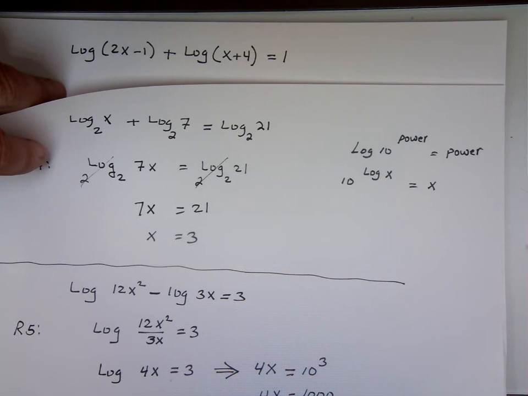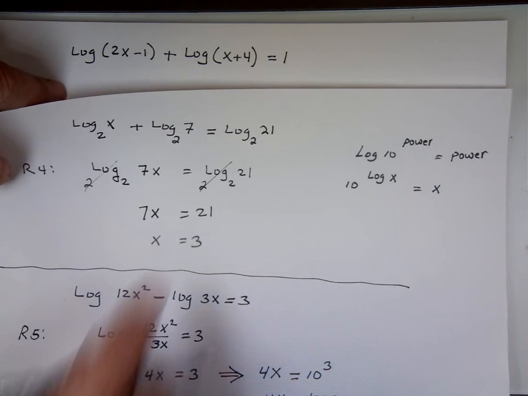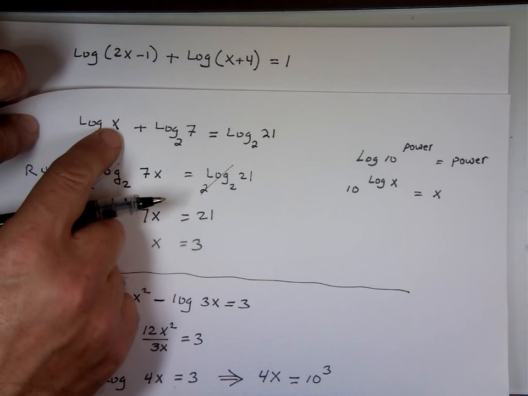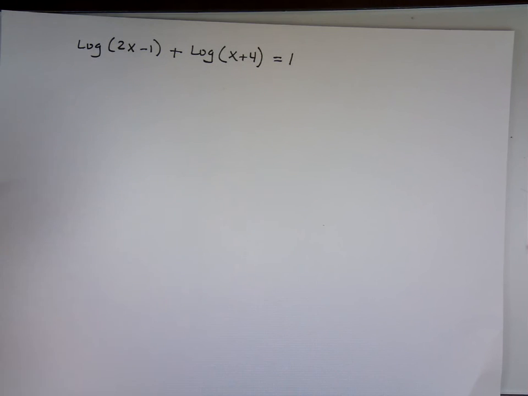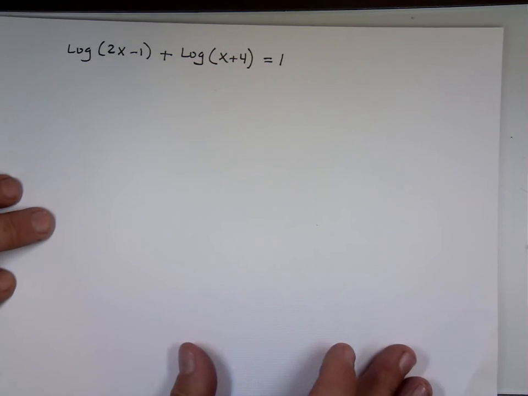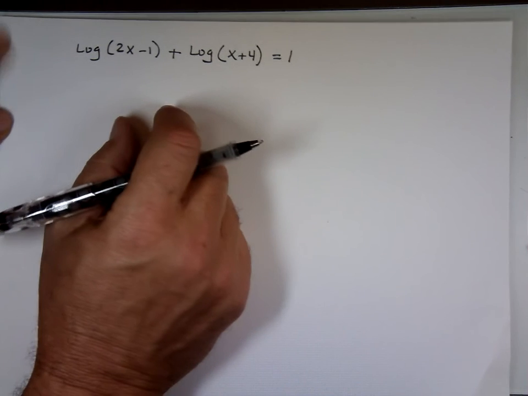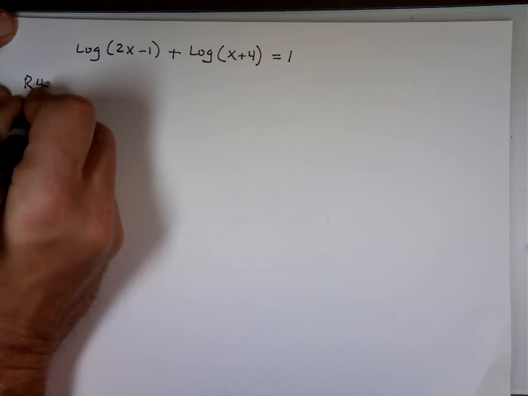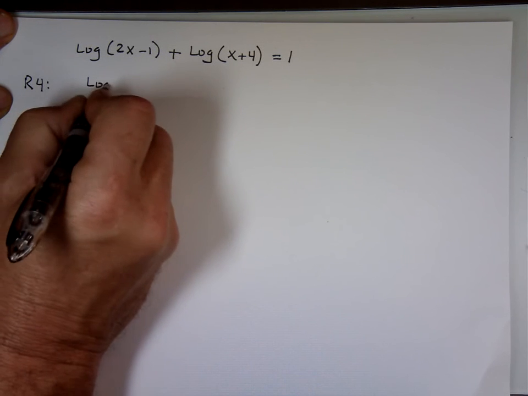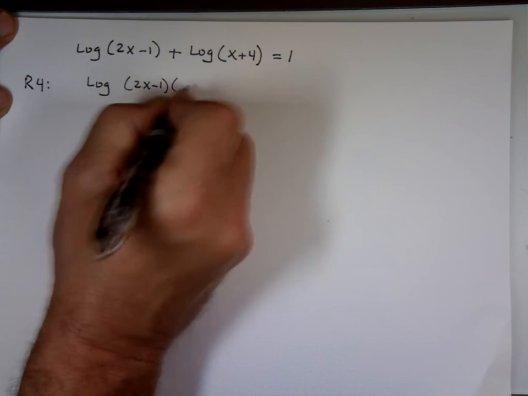All the ones we did so far were off the hook, because that's a 3. Log of 3, that's a positive number. I'm okay. This one, I'm not sure about, so we have to be careful with it. Again, notice there is no base. I have a plus between them. If there's a plus, which rule? Rule number 4? So that used to be log of 2x minus 1 times x plus 4.